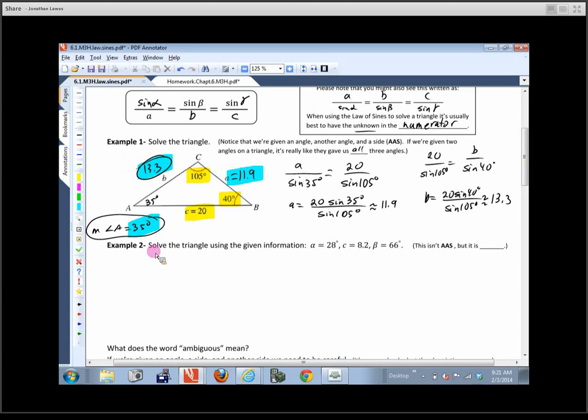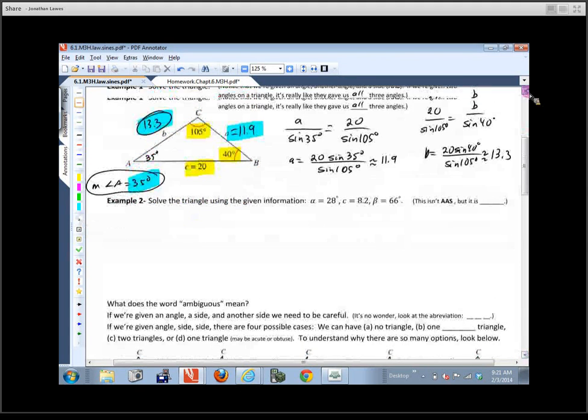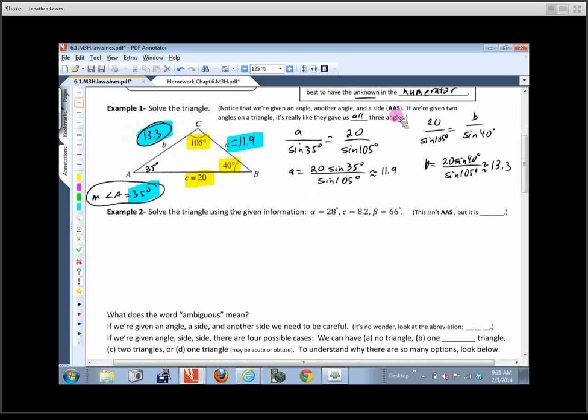Okay, all right. Let's take a look at this one. This one's a little bit different. The one up above was they gave us an angle, and a side. This one right here, I've got alpha is 28, side C is 8.2, and beta is 66.